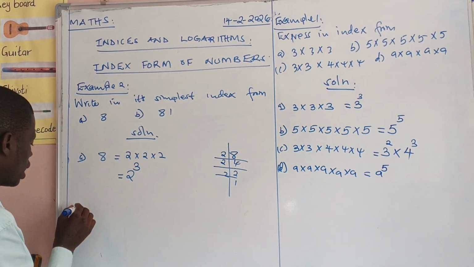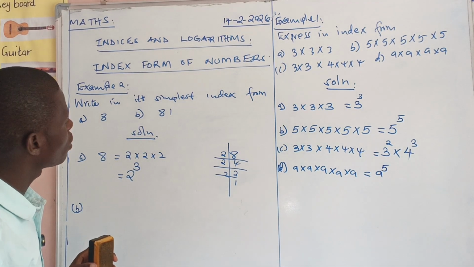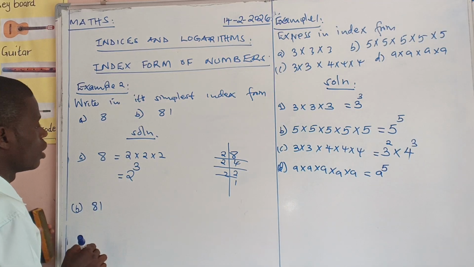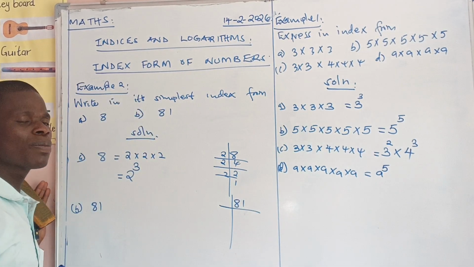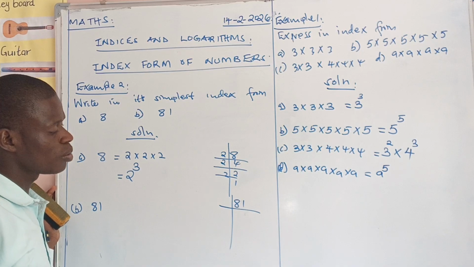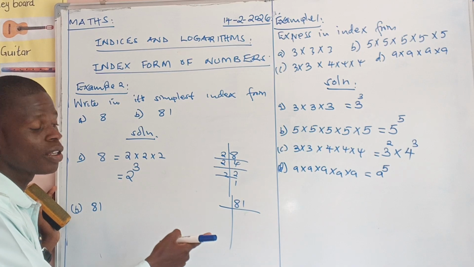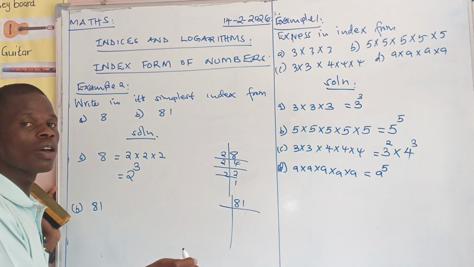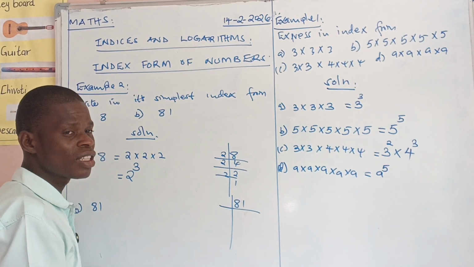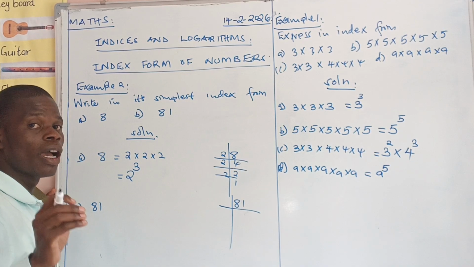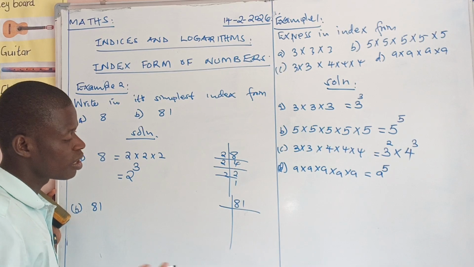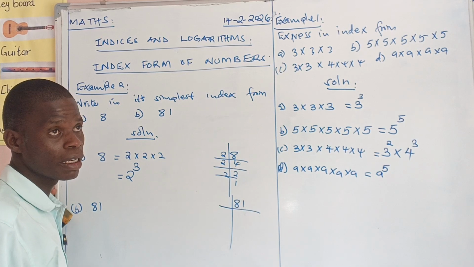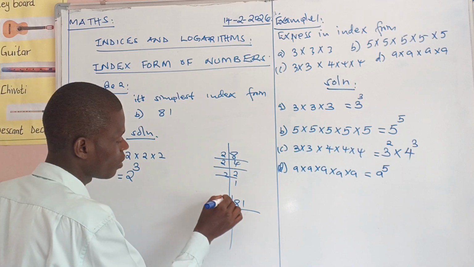Then B, we have 81. The smallest prime number that can divide 81: 2 cannot, because a number is divisible by 2 if the last digit is even or 0. So let us try 3. Divisibility of 3: how can you tell a number is divisible by 3? The sum of the digits must be divisible by 3. 8 plus 1, that is 9. Okay, so it is 3.